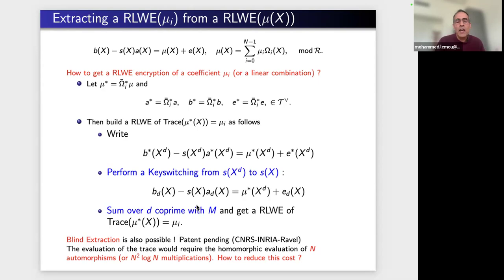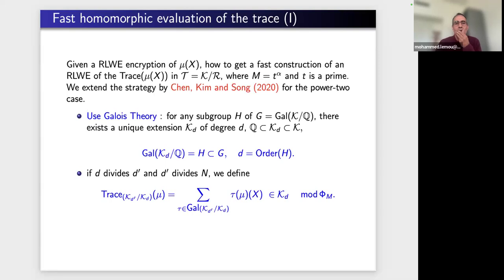Okay, this is okay. You can also do this in a more involved way, by a blind extraction. So you don't know what you are extracting in some sense. But I cannot talk about this in this talk. Let me just say that the evaluation of the trace can be expensive if you don't do anything. But there is a way, in fact, to compute this trace in a much more rapid way.